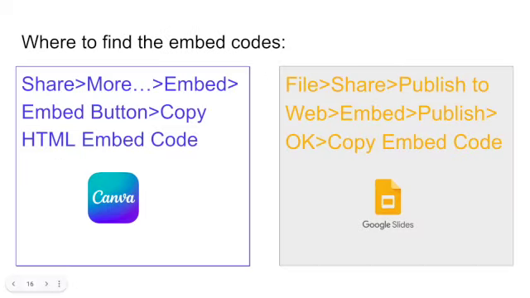Where can you find these embed codes? Well, on Canva, you need to go to Share, and then you look for the embed code and copy the HTML code. And then on Google Slides, it's available in File. Let me show you where to find it.